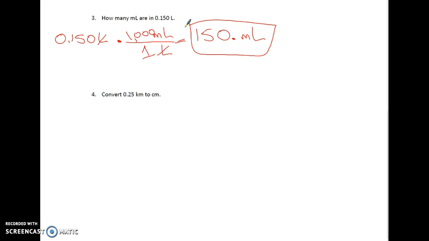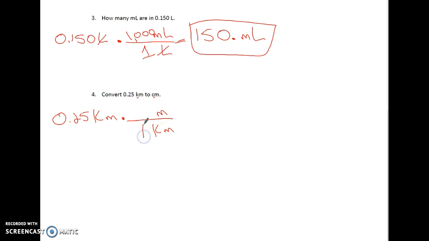Number 4 is going to be a little trickier because you have 2 metric units that have prefixes, kilometer and centimeter. So 0.25, start off with the one we give you, kilometers. Now what I think works well for this is your first conversion is to get rid of that prefix. So we're going to go from kilometers to meters. It would be easy to make a mistake to go from kilometers right to centimeters, so I'm going to do it in 2 steps. Kilometers to meters first.